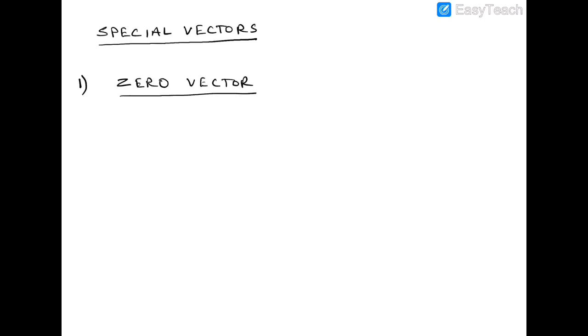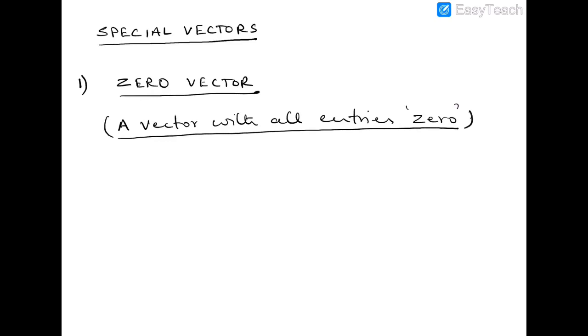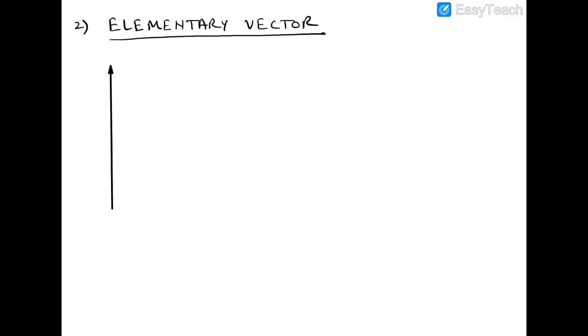Now special vectors. One of the special vectors is the 0 vector, where all the entries are 0, and this vector is associated with the origin because all the coordinates are 0 at the origin. So for example, v is equal to 0, 0, 0 or u is equal to 0, 0, both are 0 vectors.